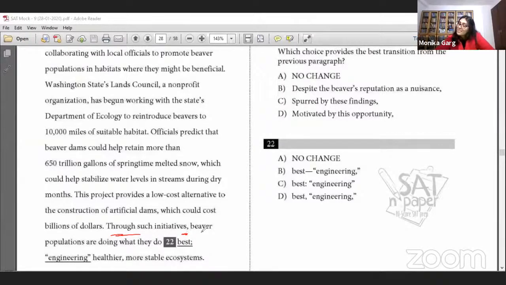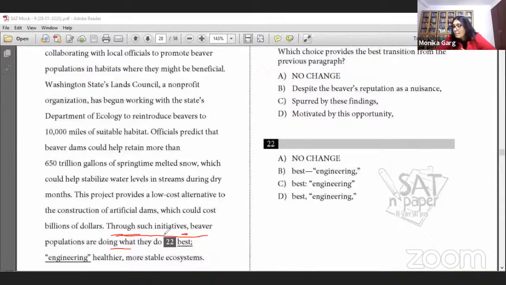Now, think about this. Is it a complete piece? Through such initiatives, beaver populations are doing what they do best. I can definitely put a full stop here. That means it is an independent clause. Okay, now let's read this whole thing out. Through such initiatives, beaver populations are doing what they do best, engendering healthier, more stable ecosystems.